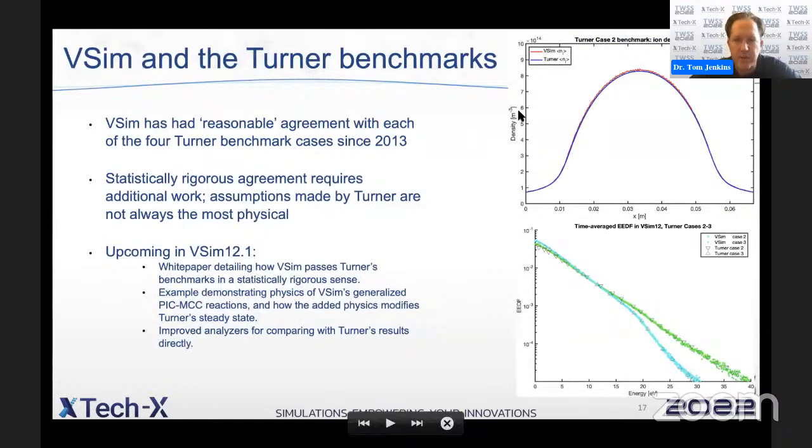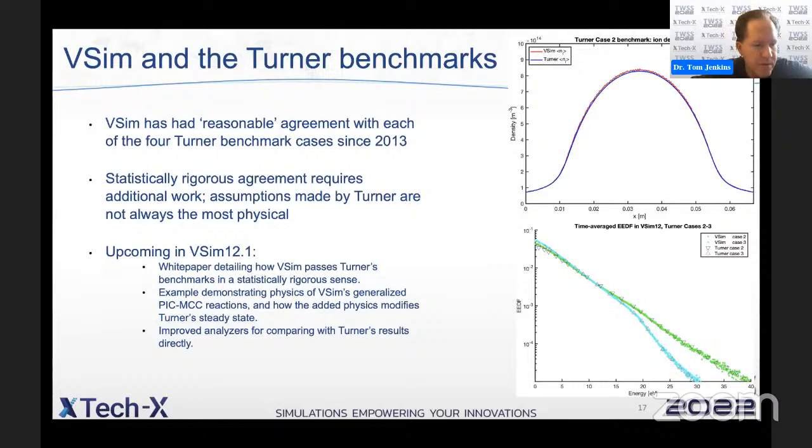We've had quite good agreement with each of the benchmarks. And by quite good, I've illustrated that over here on the right. This blue curve is Turner's prediction for the density, and then the red is what we're getting, which looks pretty nice to me. Down below, I've plotted the time averaged electron energy distribution function for a couple of the cases. Now, Turner's data is in the triangles, and then VCIM data is in the colored dots, green and cyan. And the agreement's quite good.